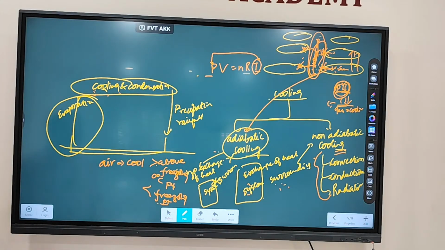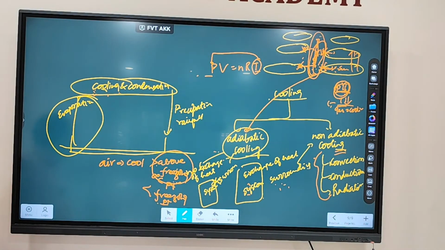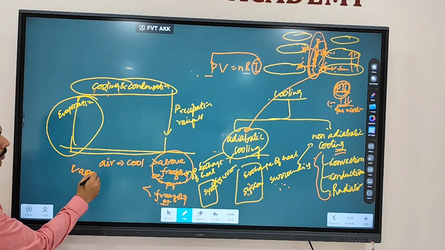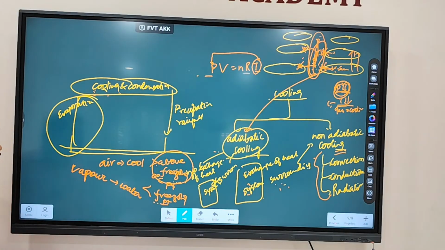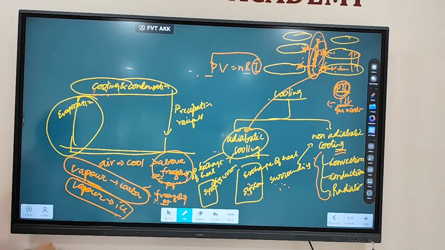So if it is cooling above freezing point, what will happen? The vapor is going to convert into water. And if it is cooling below freezing point, then what will happen? Vapor will convert into ice. So that's why cooling can happen either above or below freezing point. You can see vapor converting into water or vapor converting into ice form.